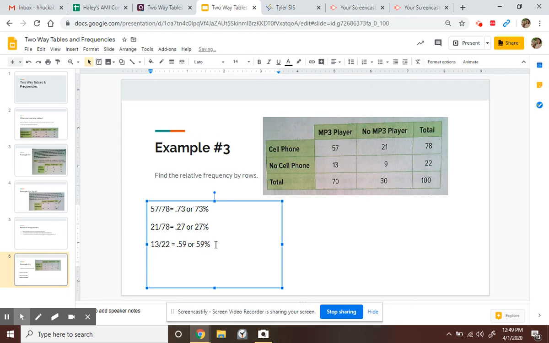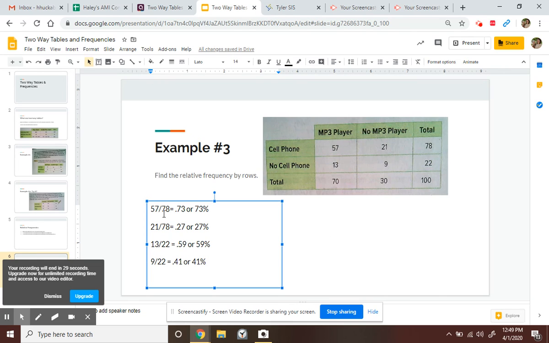All right, and then the last one, 9 out of my total is 22. And that one is 0.41 or 41%. So those would be my relative frequencies. 73% of the students have an MP3 player and a cell phone. Is kind of how you would look at that.